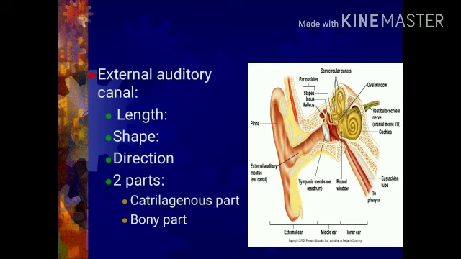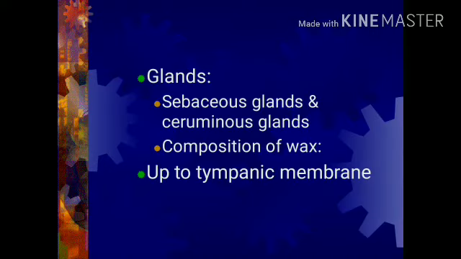The next part is the external auditory canal. The length of the canal is 2.5 cm. It is S-shaped and the direction is forward, inward and medially. The canal has two parts, a cartilaginous part and a bony part. In the external auditory canal, sebaceous and ceruminous glands are present and they secrete oil and wax. This canal extends up to the tympanic membrane.